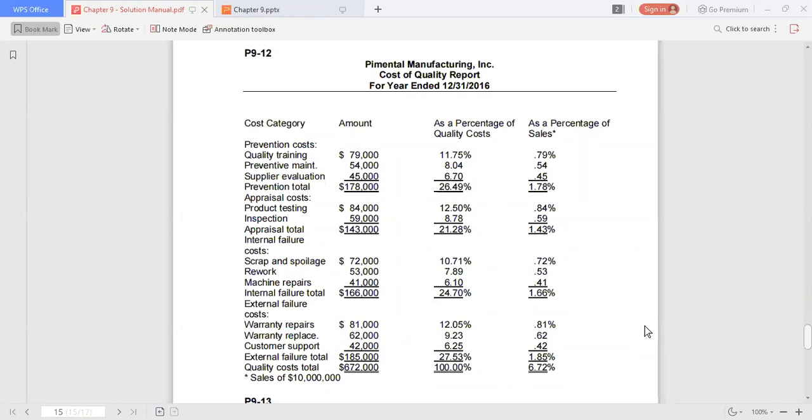So we have now 178,000 divided by 10 million. It gives 1.78%. Appraisal is 1.43%. We have internal failure cost of 1.66% and we have external failure cost of 1.85%. Each of these is taken by dividing each cost by 10 million. So we now have this.